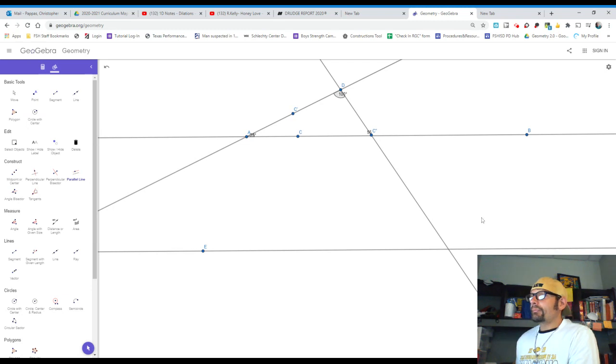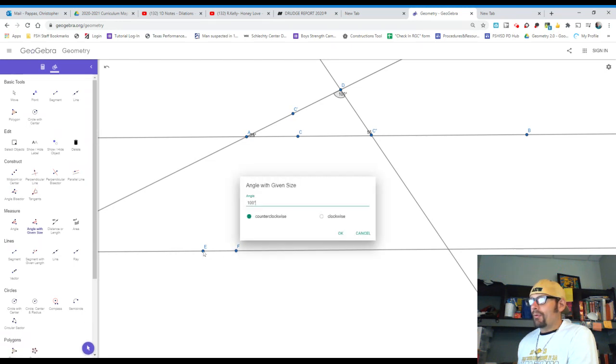All right, so now we'll make a new point down here, and we're going to do this again with the same angles. So there's point F, there's point E, and now we'll make an angle with a given size. We'll go F through E, and our first angle will be 25 degrees.